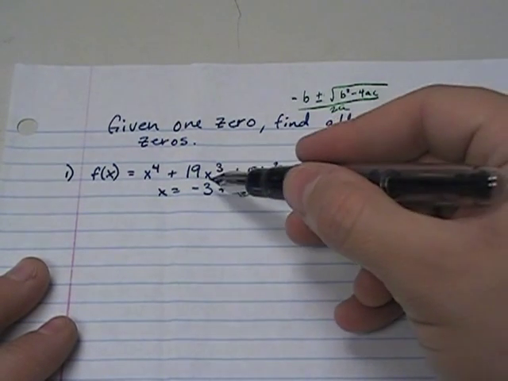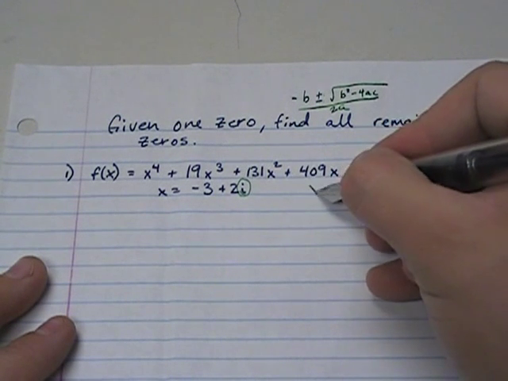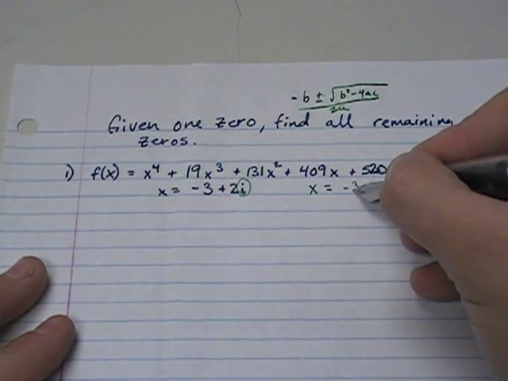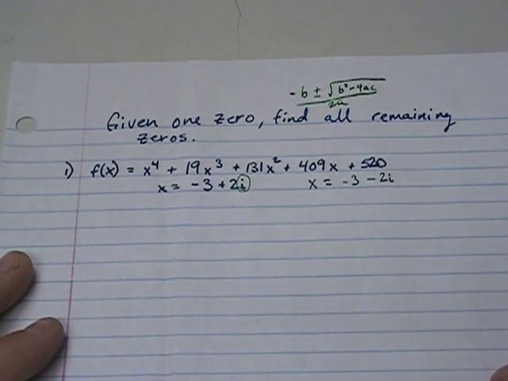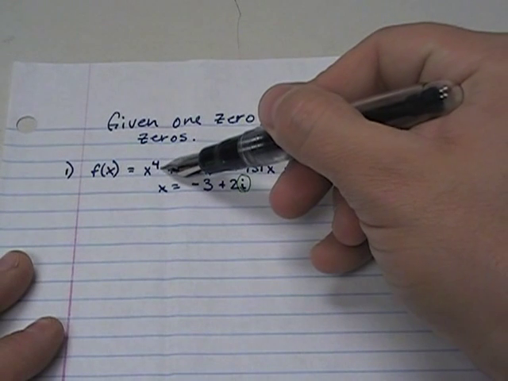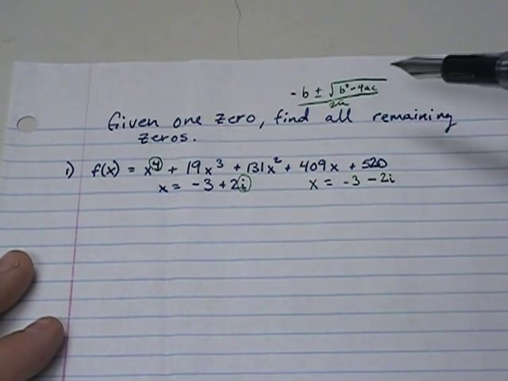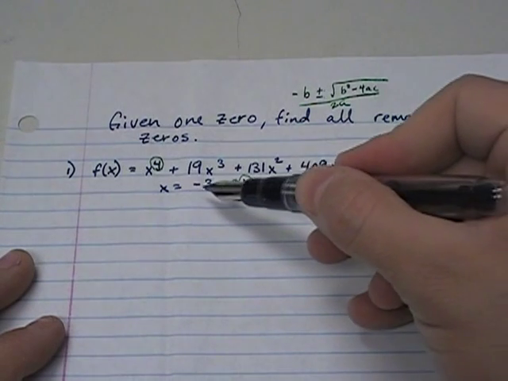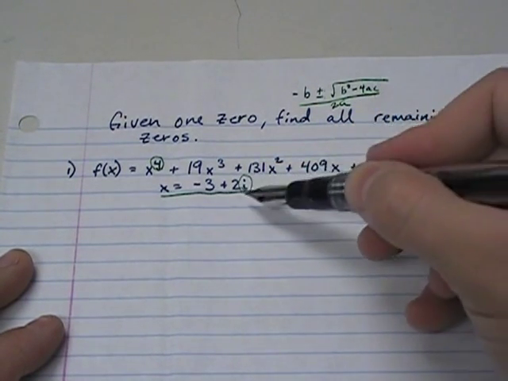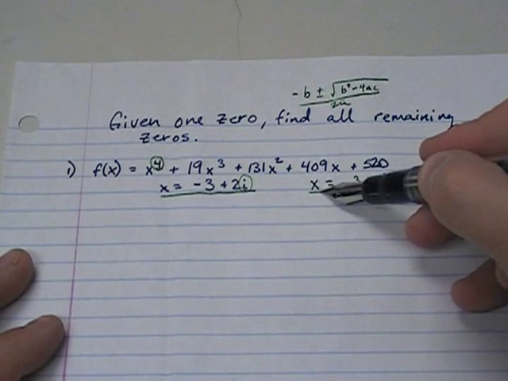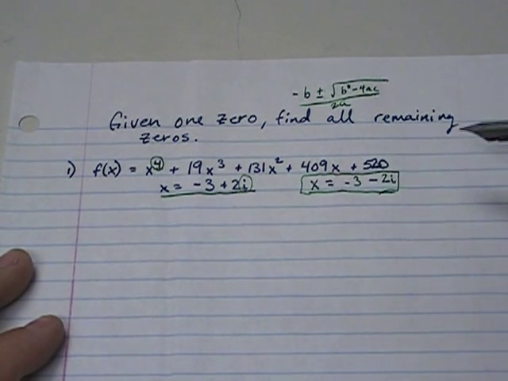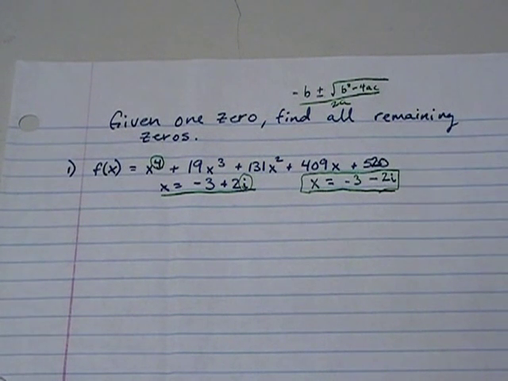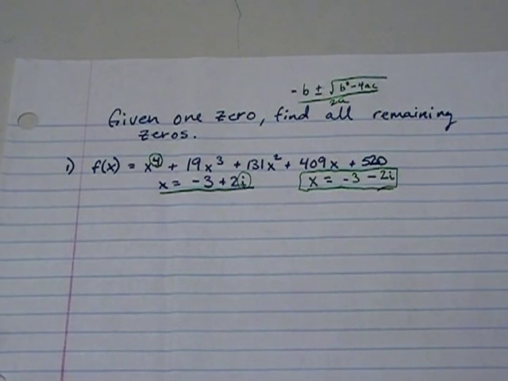So, if I have negative 3 plus 2i, I know that x also equals negative 3 minus 2i. So, basically, I know that there are up to 4 zeros for this polynomial, because it's fourth degree. They gave me 1, but because it's a complex number, I immediately found a second one. So there's 2 of the zeros for this function. They want me to find all 4 of them. Well, how do I find the other 2?